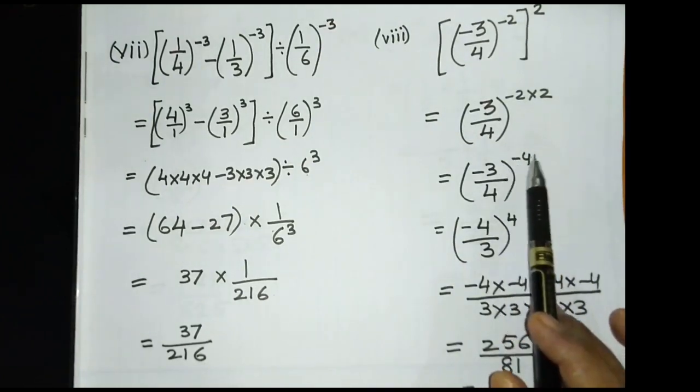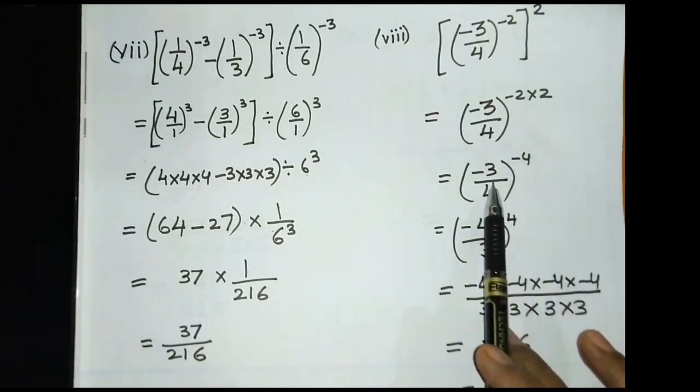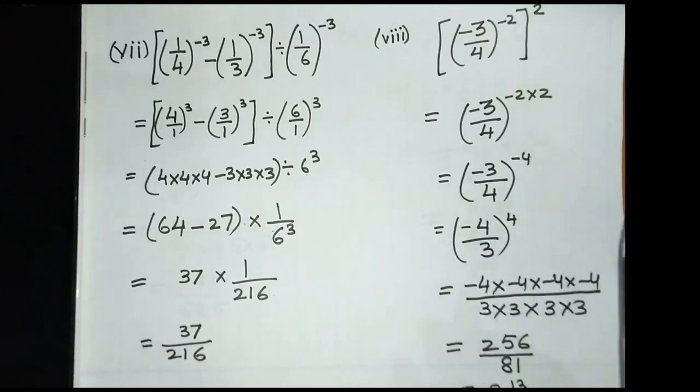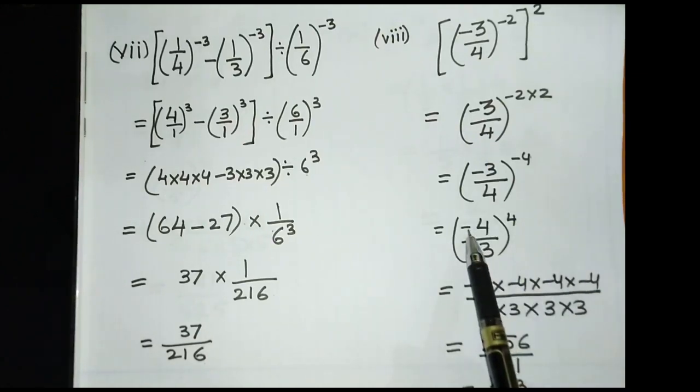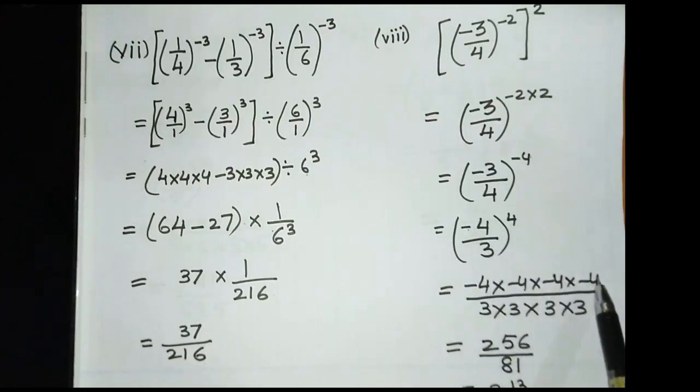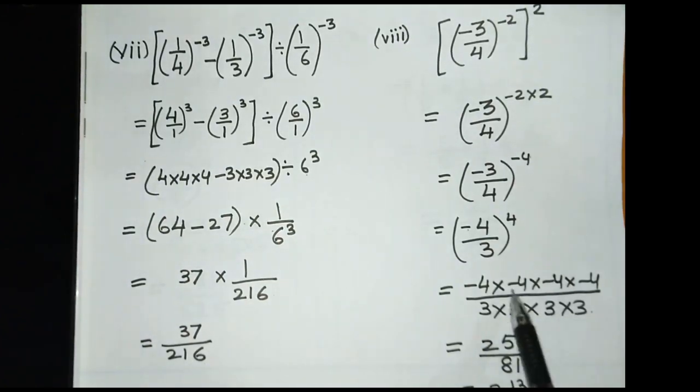Now we'll make this positive by doing its reciprocal. Minus 4 by 3. Now this became plus 4. This minus 4 has to be multiplied 4 times. 3 has to be multiplied 4 times. Now if you are multiplying a negative number an even number of times, we get a positive answer. So we have 256 here, and 3 raised to 4 is 81.